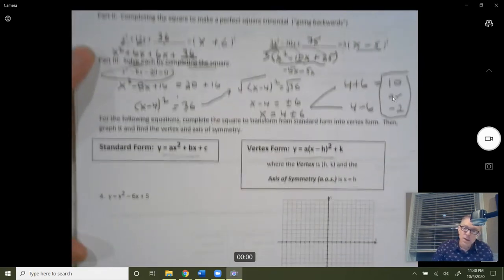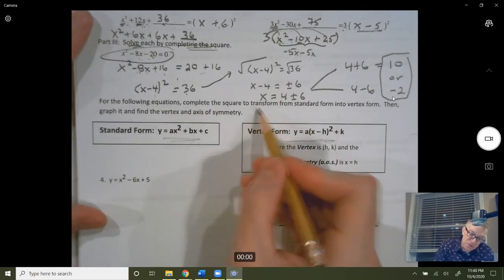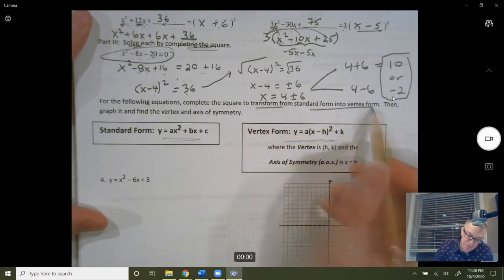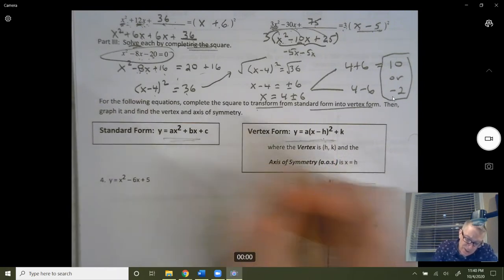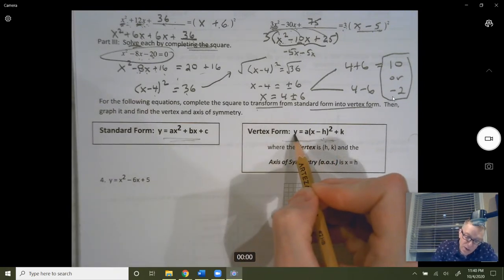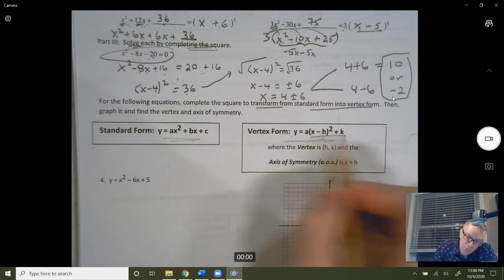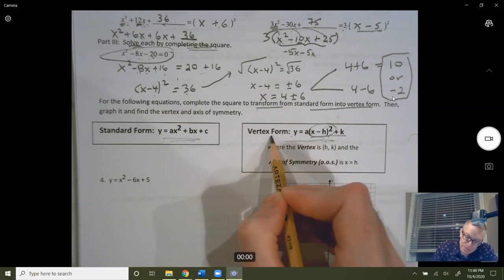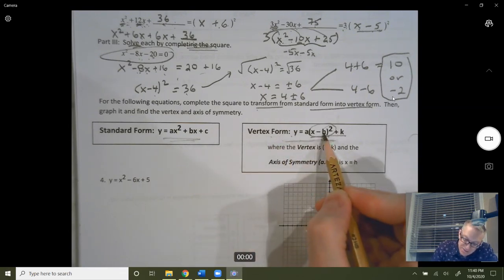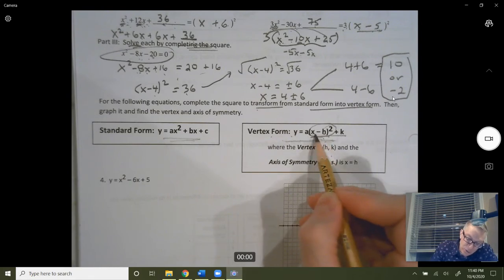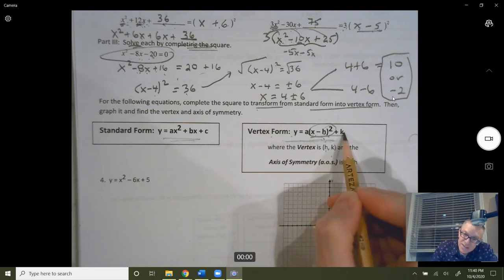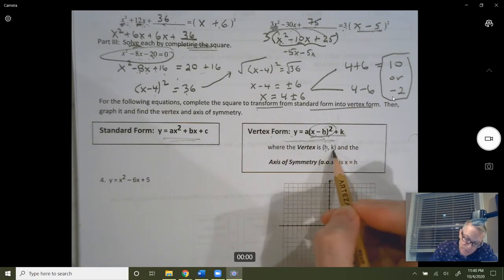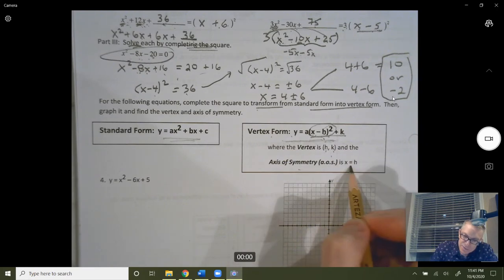Okay. Now, for the following equations, complete the square to transform from standard form into vertex form. So vertex form looks like this. Now notice the difference with these equations. We have a y in them. So we have a y, and then we want to get it into this form where we've got a perfect square. The reason we do that, because when this equation is in perfect square form, the number that's being subtracted from your x in your binomial that's squared is the x coordinate of your vertex. And this number over here that's added, the plus k, that's the y coordinate of your vertex. And then your axis of symmetry looks like this.